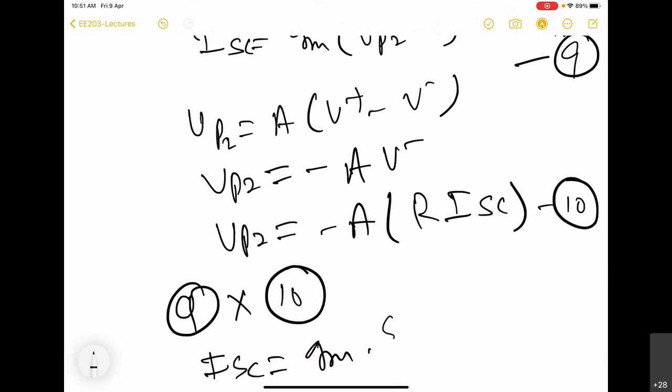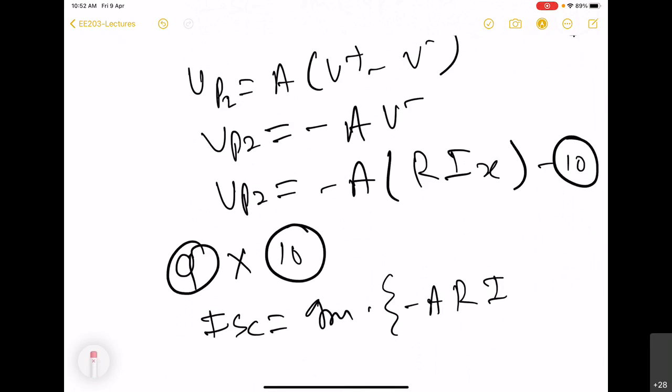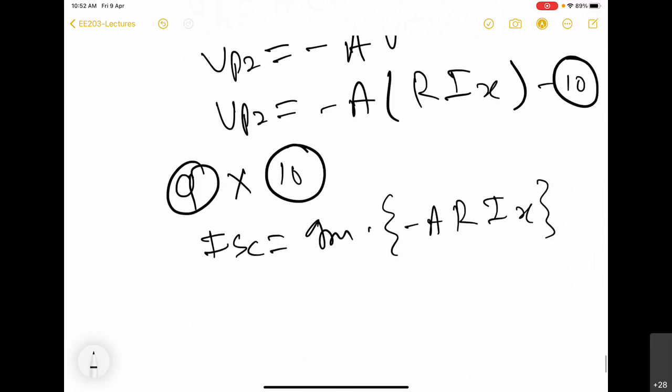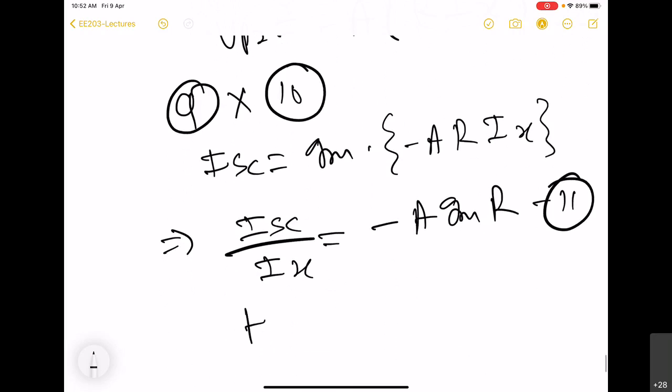no, sorry, this one is the test source. So here we find ISC divided by Ix is minus A GM R. So the short circuit transfer function is minus A GM R.